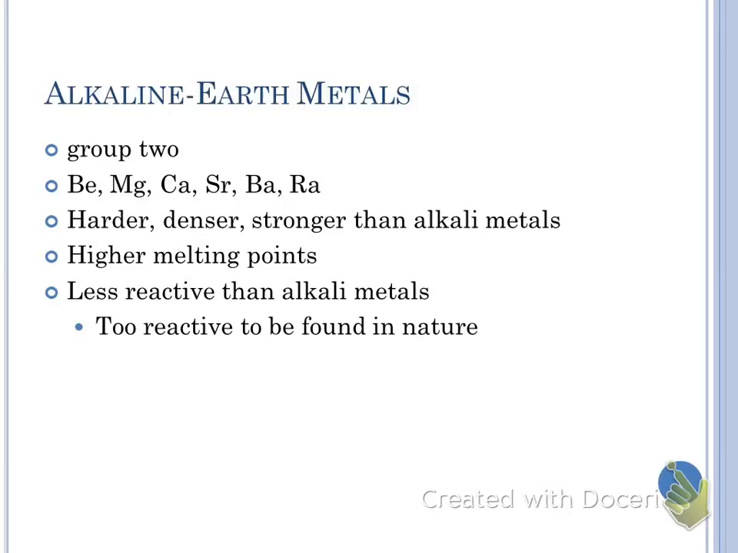These are less reactive than the alkali metals, but they're still too reactive for us to find them in nature. Okay, so that means they're not going to have that explosive quality to them. We're not going to have a big flame and a big explosion, but they're still going to react quick enough because of their number of valence electrons, which can you guess is 2. Good. Okay, 2 valence electrons in their outer shell. So we know group 1, easy to remember, has one valence electron. Group 2 has 2 valence electrons. Okay?